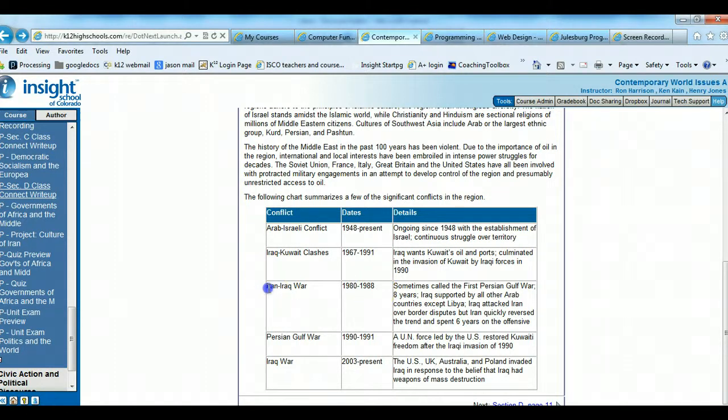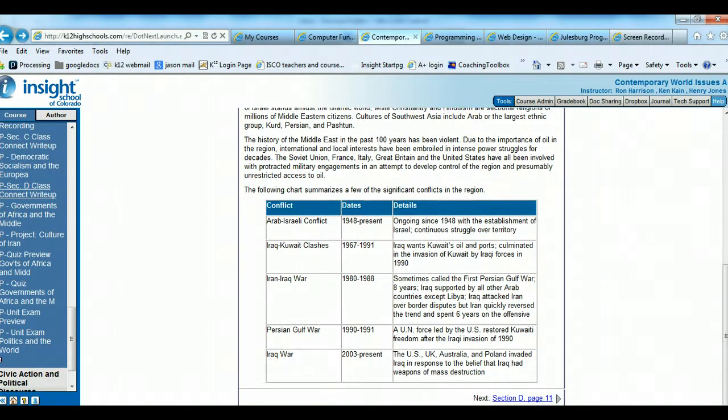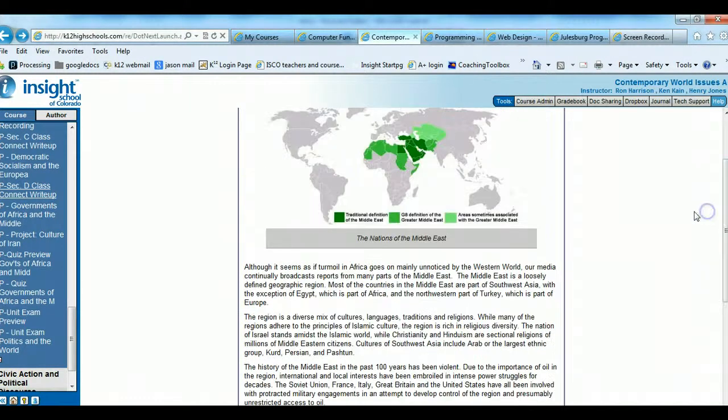Then there was a war between Iran and Iraq. So that was the first Persian Gulf War. So you can see how all of these wars took place. Then the Second Persian Gulf War. The U.S. invaded Kuwait because Iraq wanted to take over Kuwait. Then finally, the Iraq War that's going on now. So you can see all the different wars that are happening in the Middle East. And when we talk about Iran and Iraq, those are over here. Those are the bigger countries over here.